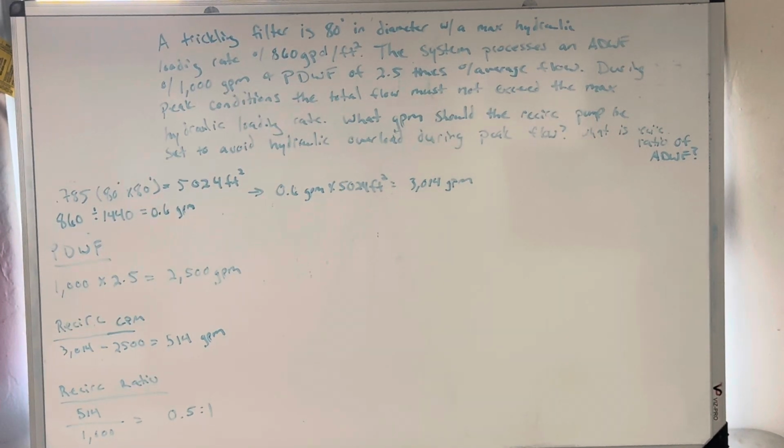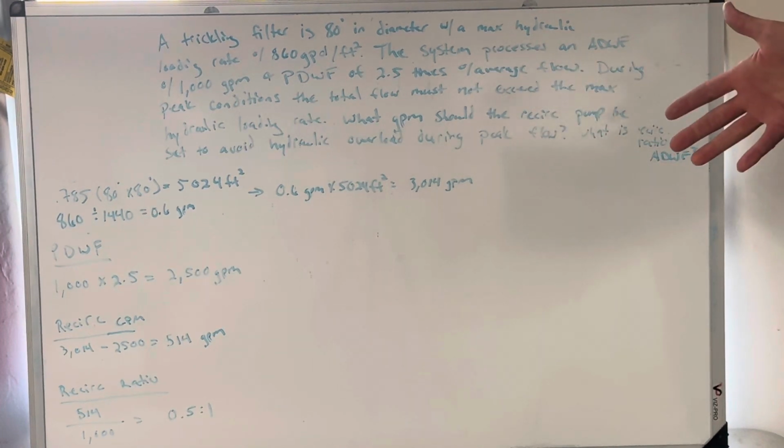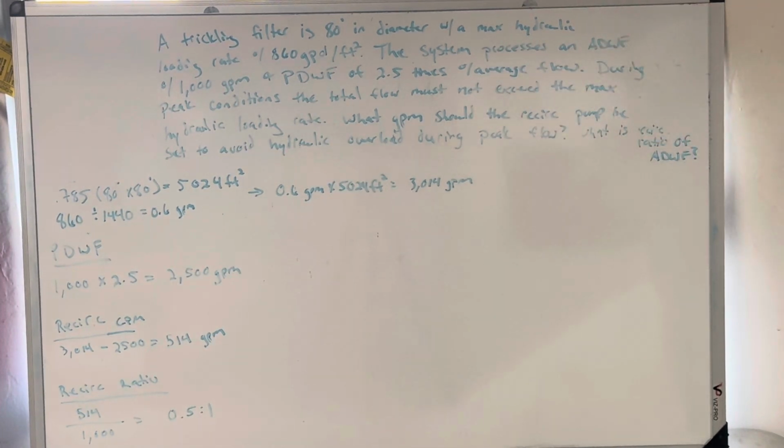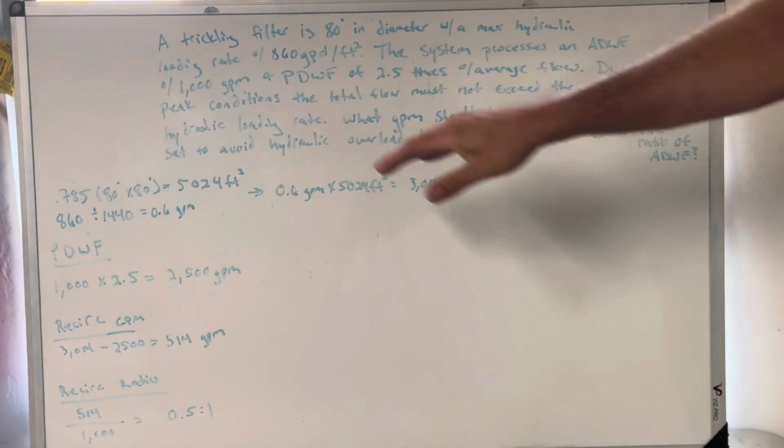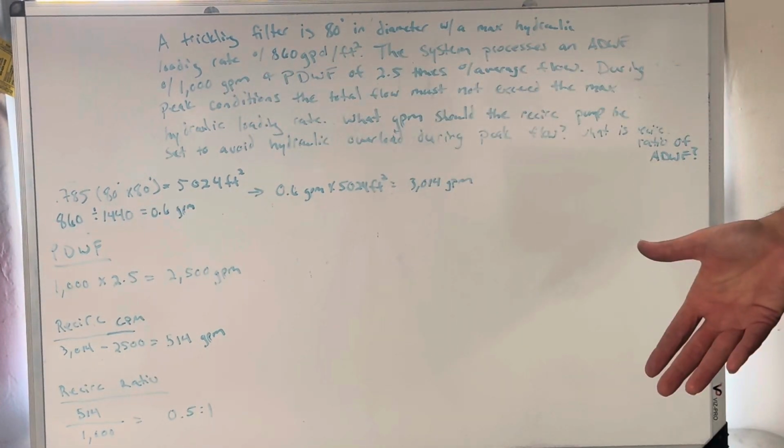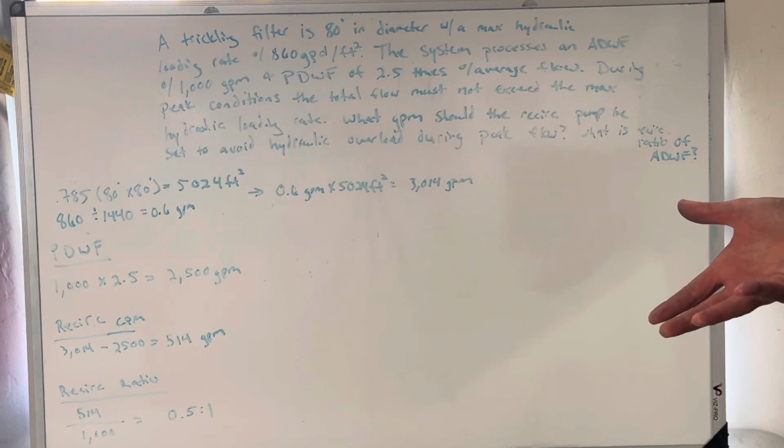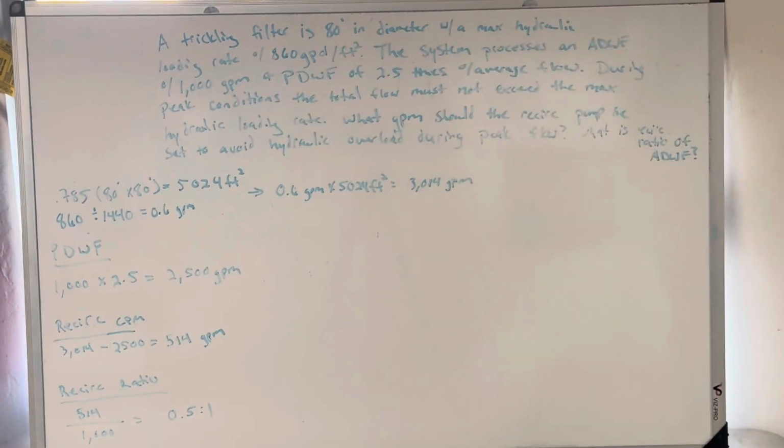day per square foot. The system processes an ADWF of 1,000 gallons per minute and PDWF of 2.5 times average flow. Stop there for a second. You should know what those two are because they might present it like this. They might also write it out, but ADWF is average dry weather flow, which is what you're normally getting. Like on a standard day, we're getting 1,000 gallons a minute coming into the plant.